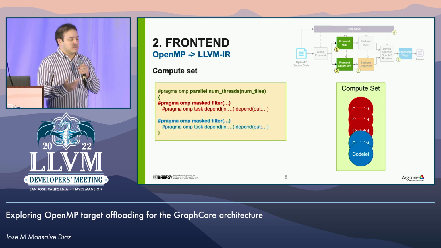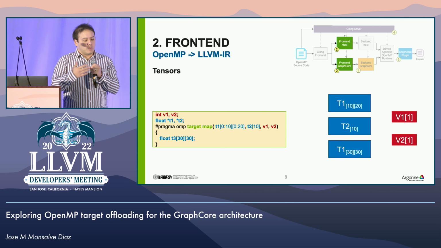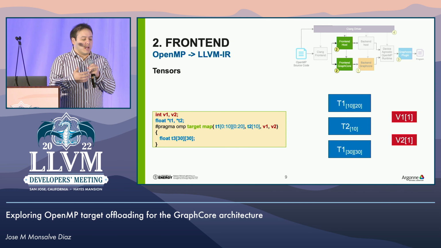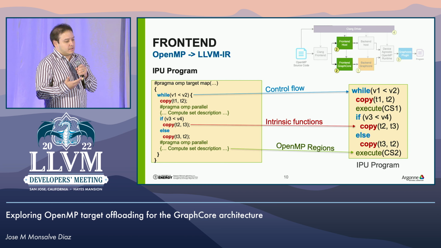Then for the tensors, we believe that it is possible to take some of the already existing types that are supported by IPU, and whenever we have a target map region, we are able to just create tensor descriptions of those variables into the device. And if we have the definition of elements within the device, we should be able to create tensor descriptions of that.